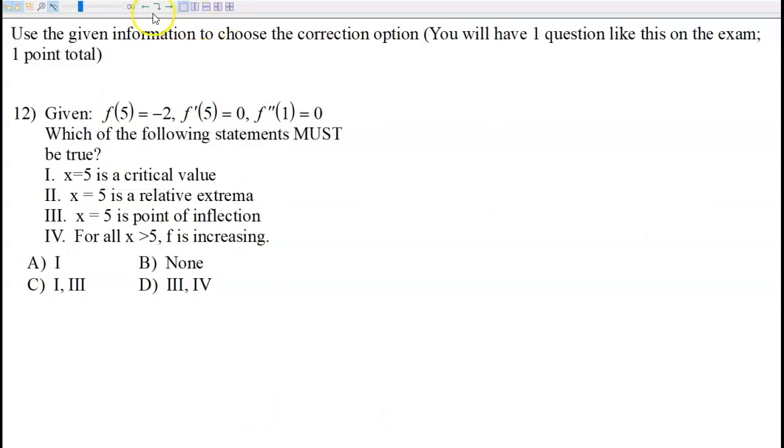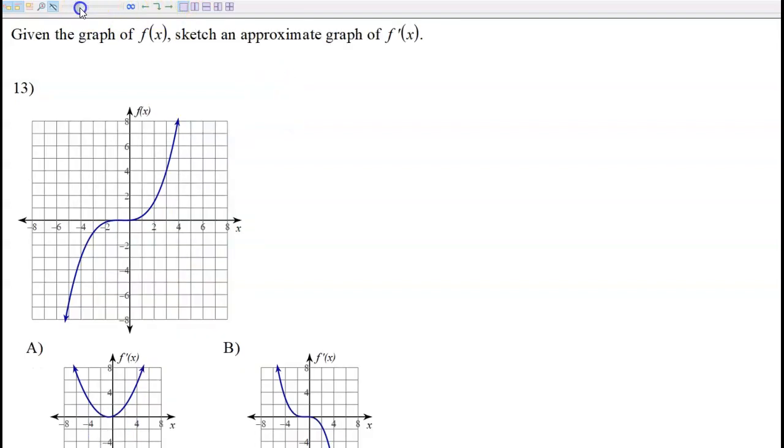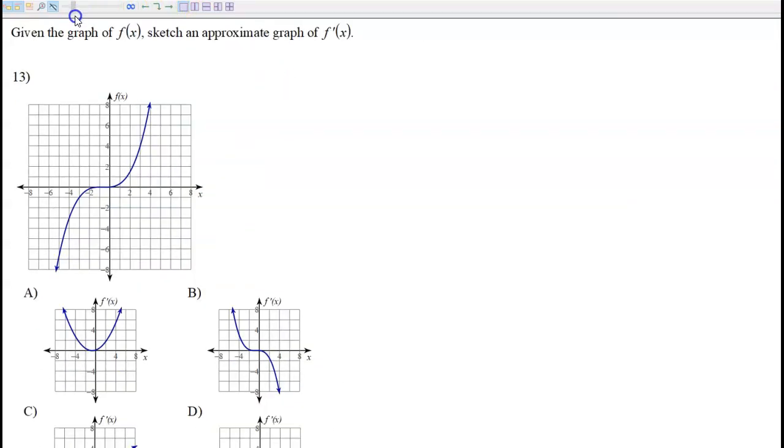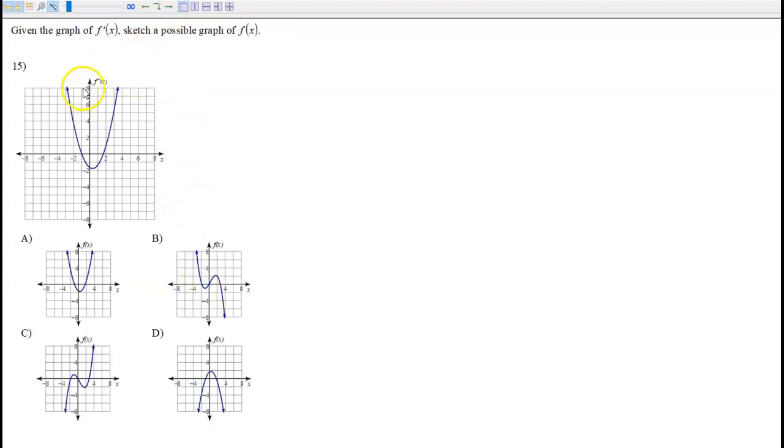All right, moving along. We're going to see quite a few of these different types of questions. There are 4 types. Number 13, I give you f, and I ask you to find a graph of f prime. Number 14, I give you a graph of f and ask you to find me a graph of f double prime. Number 15, I give you a graph of f prime and ask you to find a graph of f. And then on number 16, I give you a graph of f double prime and ask you to find me a graph of f.